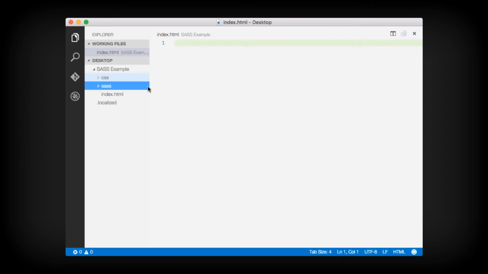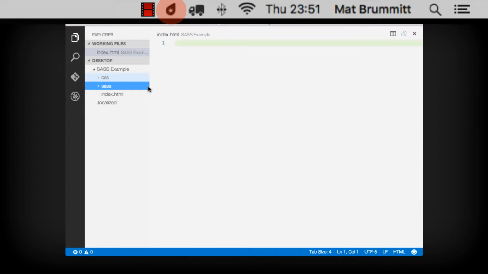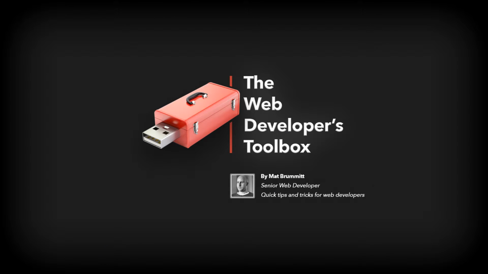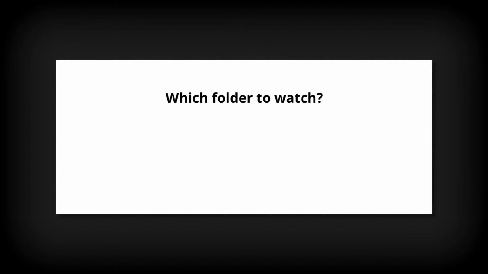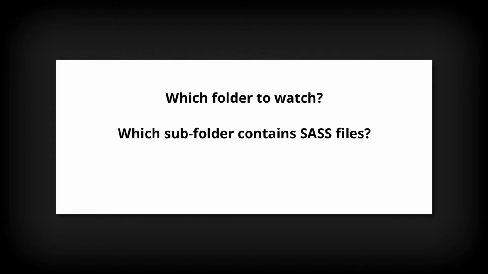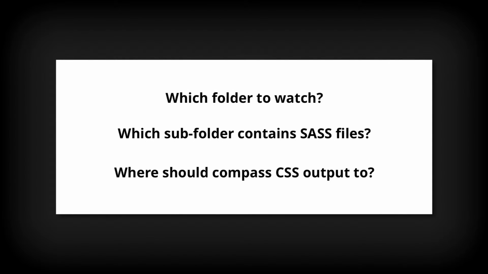Assuming you followed along with the installation steps, open Compass.app. On a Mac, you'll find that this places the Compass.app icon on the menu bar. On Windows, you'll find the icon within the notification area on the taskbar. To get Compass to begin watching our new project for SASS file changes, we need to tell it a couple of things. 1. Which folder to watch. 2. The subfolder that contains our SASS files. And 3. The output directory for our CSS.